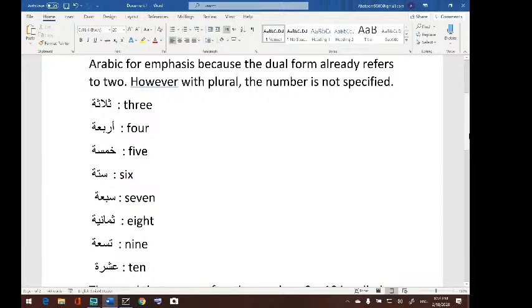Balad means country or city? Balad means city. Yeah, balad means city. But I guess you could use it for country. But it means city though, you're right. It does mean city.